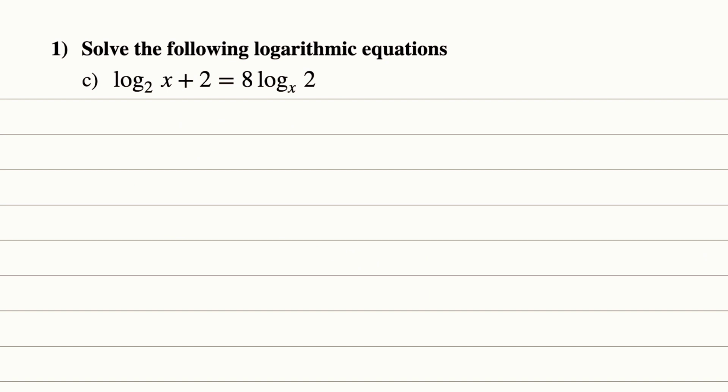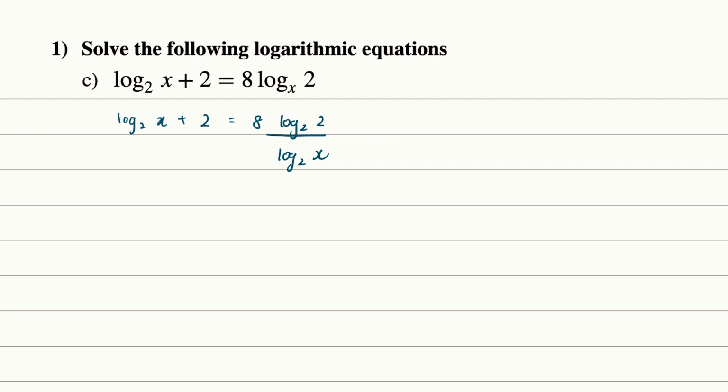Now, if you are still not sure of how we can approach such a question, part C will help to solidify your understanding. We have log to the base 2 of x plus 2 equals log to the base x of 2. Now you notice that the bases are different. So intuitively, what we do is to change the base x into a base 2. So log to the base 2 of x plus 2 equals 8 log to the base 2 over log to the base 2 of x.